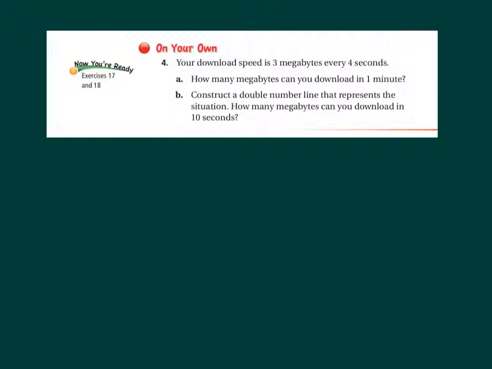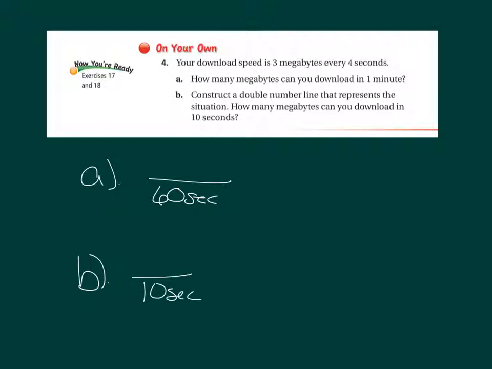The last one here, it says your download speed is 3 megabytes for every 4 seconds. Part A says how many megabytes can you download in 1 minute. So for part A, you want 60 seconds. I'll just tell you that right now. You want 60 seconds because it says a minute. That's going to be your denominator. And then part B, it says to construct a double number line that represents the situation. How many megabytes can you download in 10 seconds? Again, you don't need to construct a whole table. Let's just find how many megabytes you can download in 10 seconds. So go ahead and try this on your own.